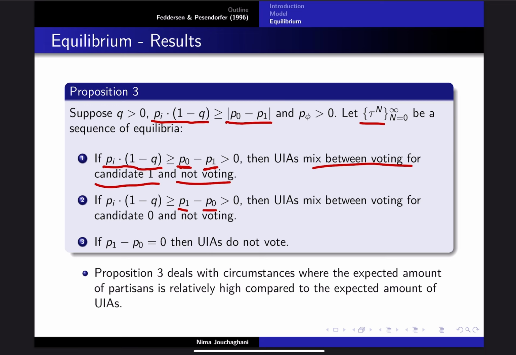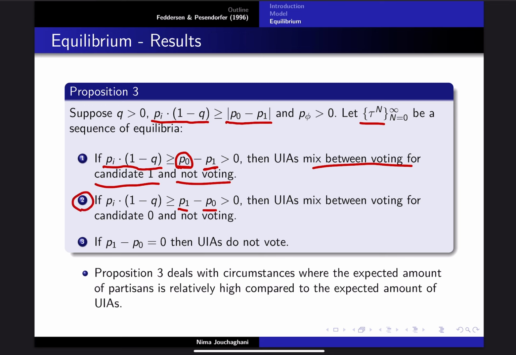So if all of them would vote for candidate 1, then an issue could be that so many of them voted for candidate 1, but the state is 0 and the informed agents cannot win the election, which would be bad also for the uninformed independent agents. So that's why they mix between voting for candidate 1 and not voting. So why don't they vote for 0 at all? If the state would be 0, there would be a sufficient amount of 0 partisans and informed independent agents who would vote for 0 to determine the election. So that's why they don't put any probability mass on voting for candidate 0.